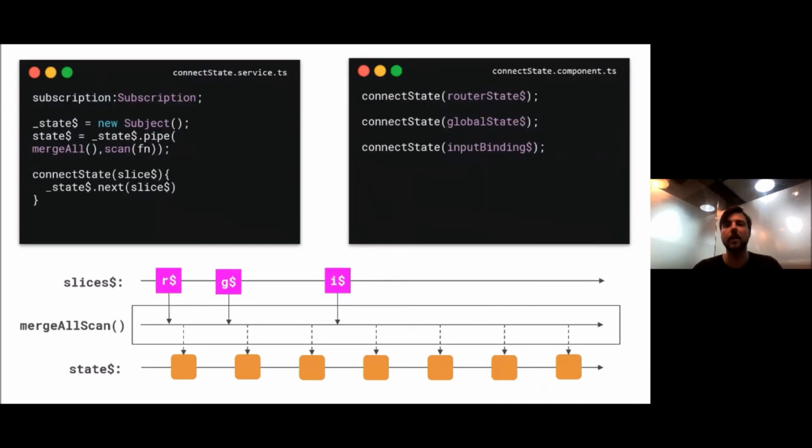In the end, the outcome looks like this. Instead of writing 12 lines, we write 3 lines of code here. We call the connect state method. We pass in a whole observable, and internally merge all and scan is used. It's a really cool trick that I would recommend everybody to take a look at. And I also will use it in my live coding.